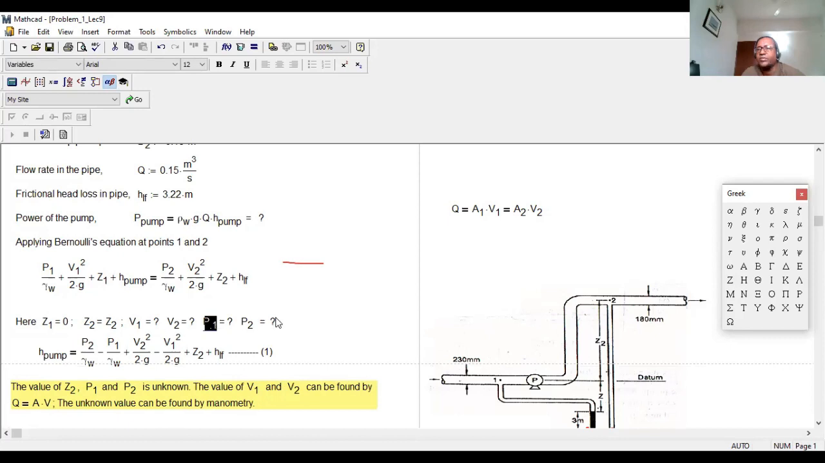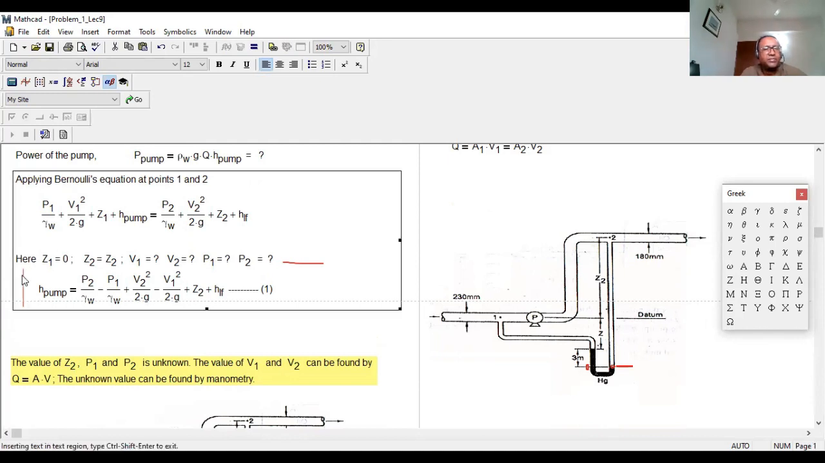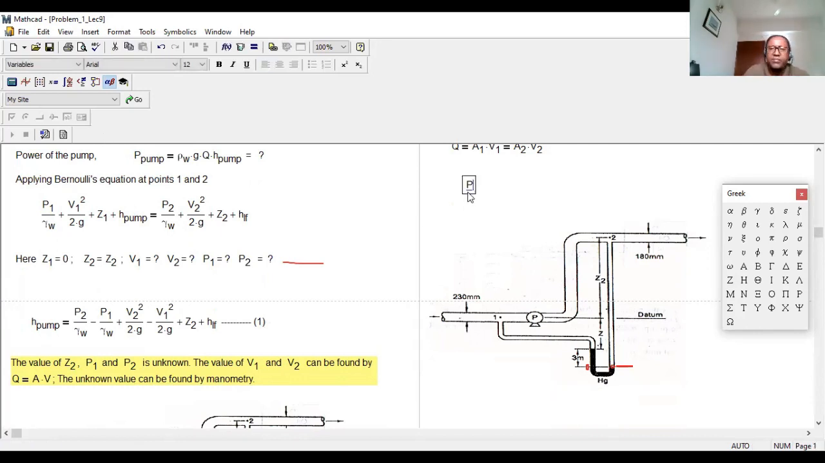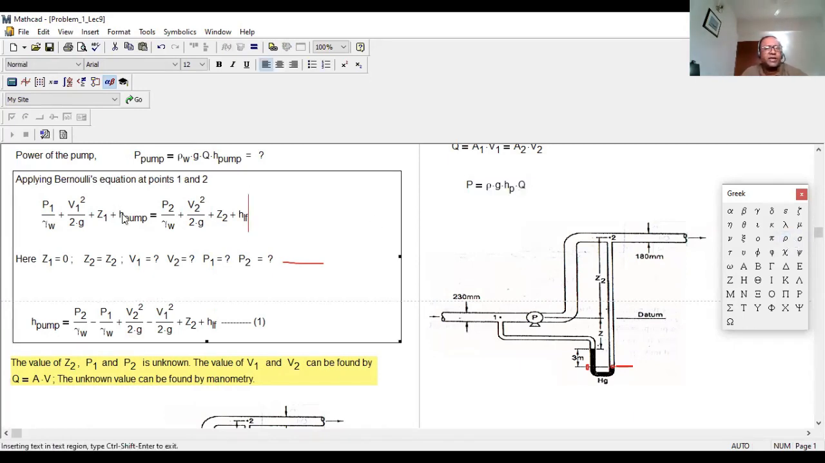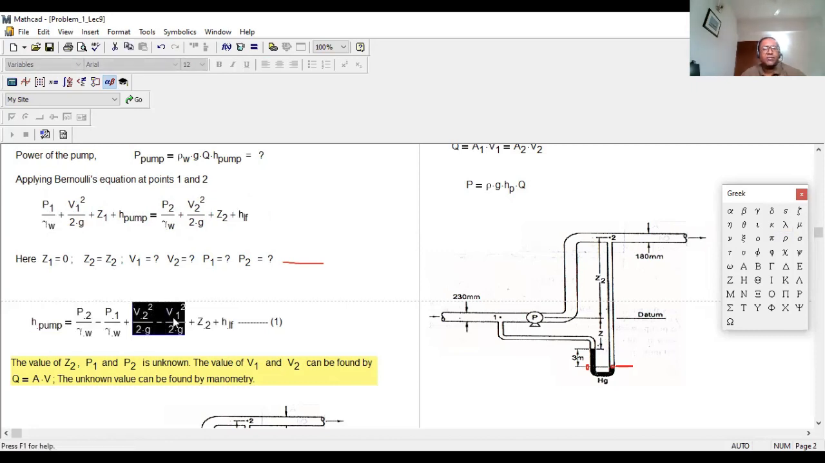Okay. So if we know the H pump, that means the head of the pump, from here, then we can figure out the power of the pump, because power of the pump P equals rho times G times Q times H pump. So H pump we need to figure out. In the equation you see there is H pump. So H pump equals P2 by gamma W minus this term P1 by gamma W, then this velocity term, right? Velocity we can figure out from this equation.